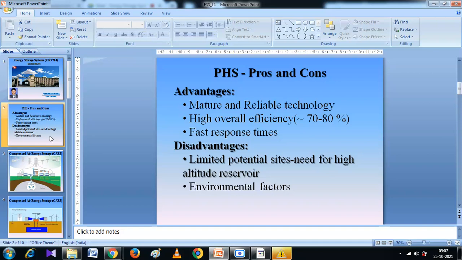These high level and low level reservoirs are not present in a flat area, so the requirement of these two reservoirs is in a hilly area. So we need a hilly area. So this is a limitation, and another is the environmental factor. Suppose we make a dam on some reservoir and we control the flow of water, so it may affect the environment. So these are the disadvantages of hydro storage.